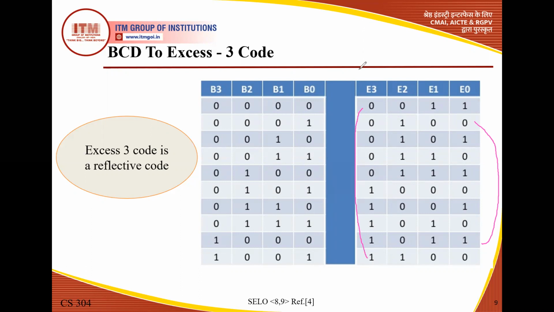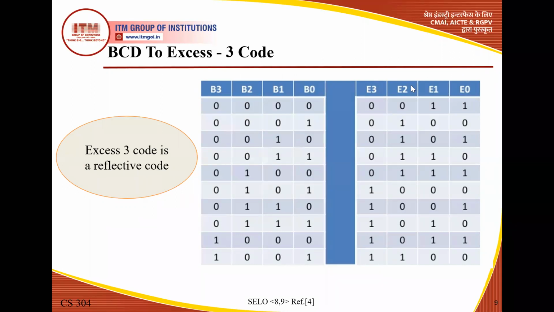So if we are talking about first, second, third from the upside and third from the bottom side, these are complements of each other. So this is the property of the reflective code we already discussed in the previous lecture. So excess-3 code is a reflective code.